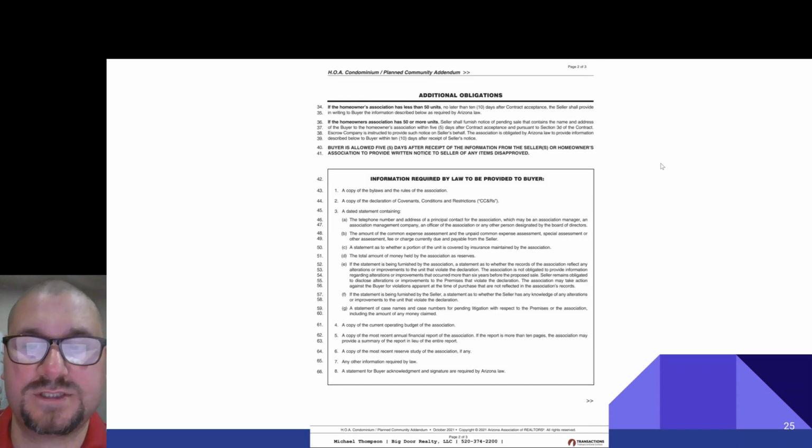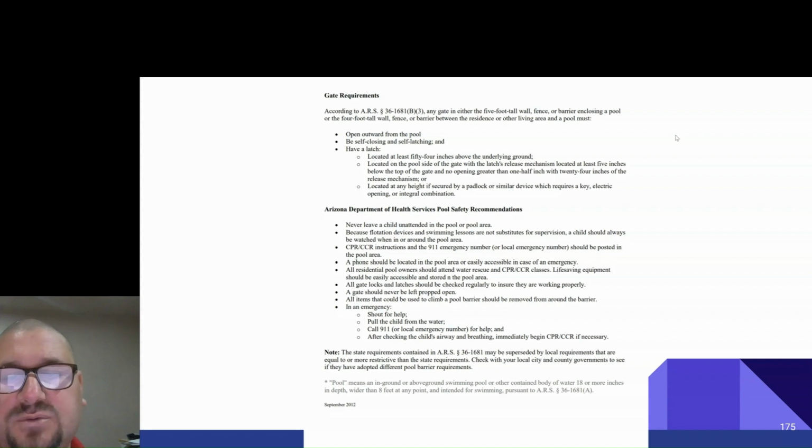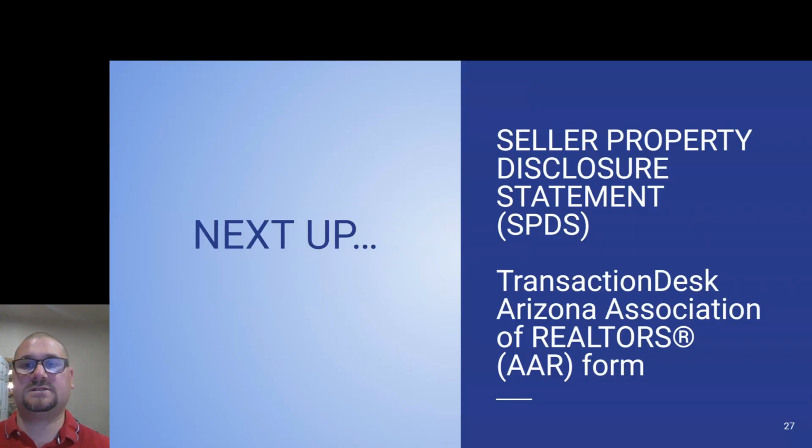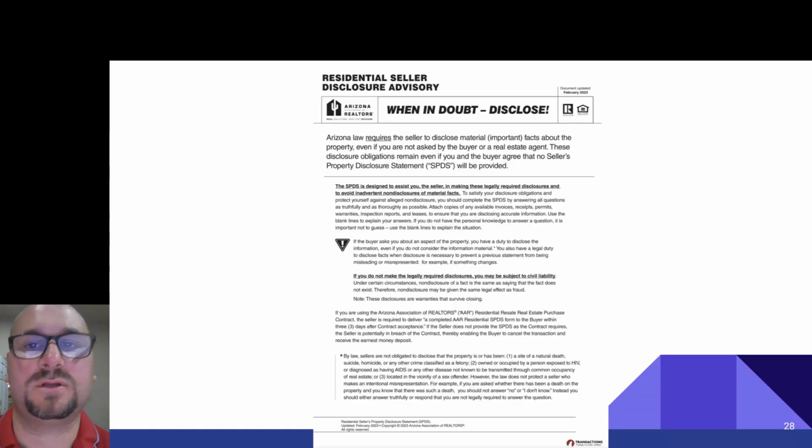Additional obligations and intended for swimming. The SPDS, the Seller Property Disclosure Statement. So when in doubt, disclose. Arizona law requires the seller to disclose material, important facts about the property, even if you are not asked by the buyer or real estate agent. These disclosure obligations remain even if you and the buyer agree that no seller's property disclosure will be provided.